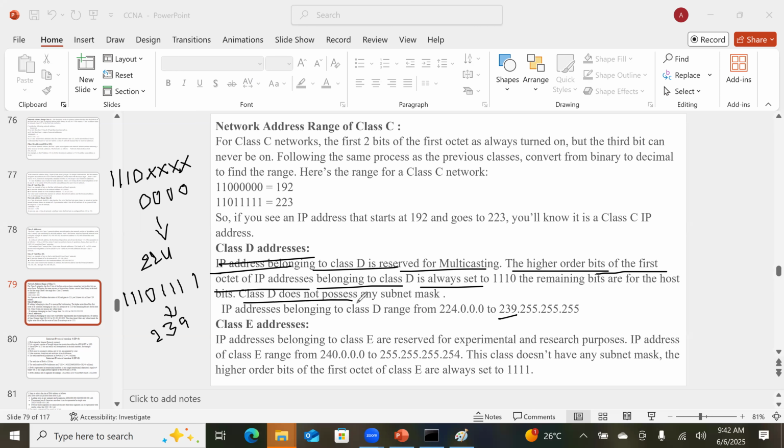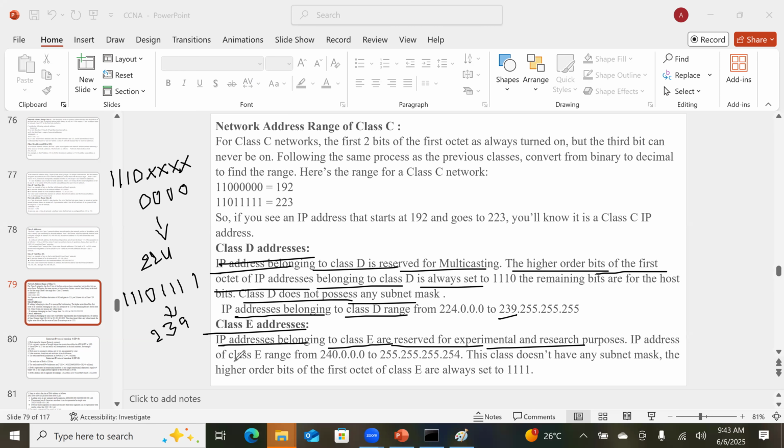So class D does not possess any kind of subnet mask. The IP addresses belonging to class D range from 224.0.0.0 to 239.254.255.255. This is the class D range. Clear?